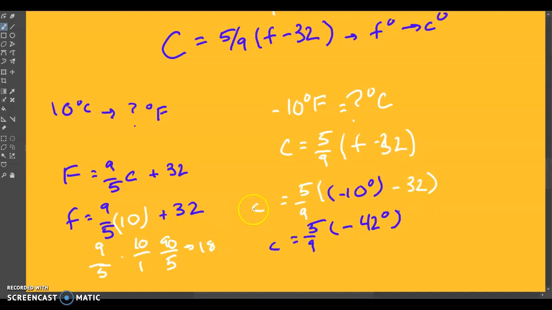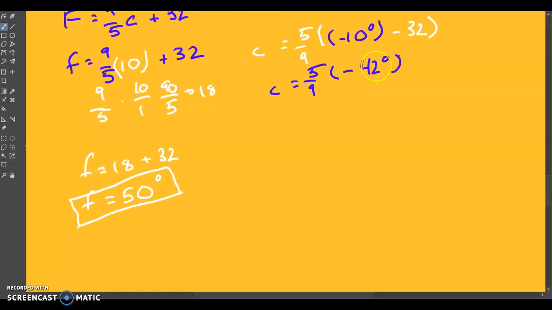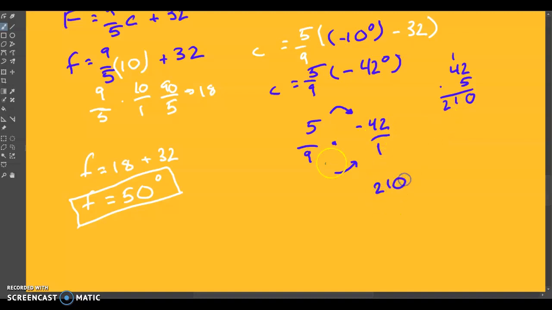And now in order to get this done, we want to think about this as 5 over 9 times negative 42 over 1. Right, we want to set it into fractions so we can do this a little bit easier. Let's multiply across this way, and we'll multiply across this way. We'll do 42 times 5, we'll get 210. Remember that was negative, so now we have 210. 9 times 1 is 9. And then this is a negative 210 over 9.